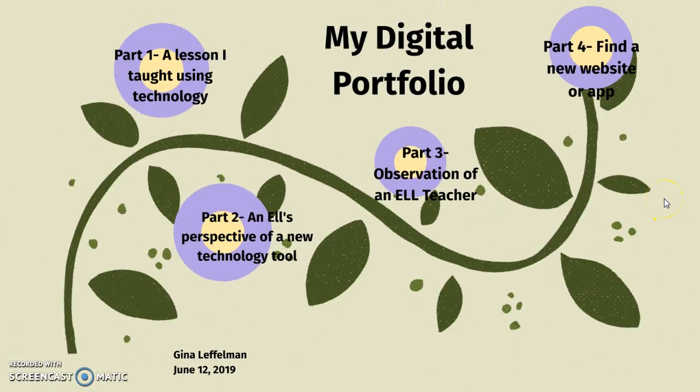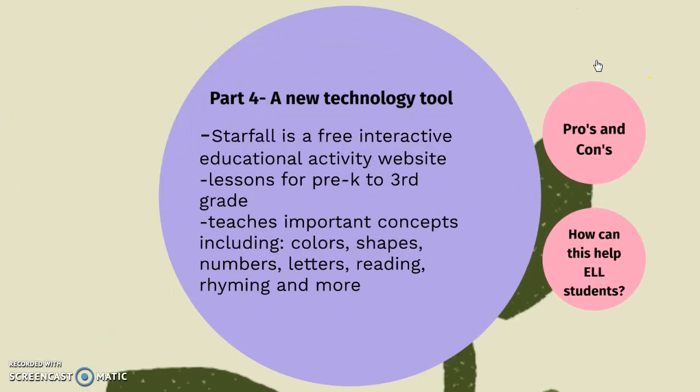Part 4, I had to find a new website or app. I found a great new website called Starfall. It is a free interactive educational activity website. It has lessons on there for pre-K to 3rd grade. The website is already preloaded with several lessons. And the lessons teach important concepts including colors, shapes, numbers, letters, reading, and rhyming.